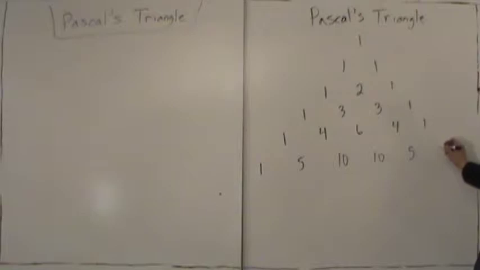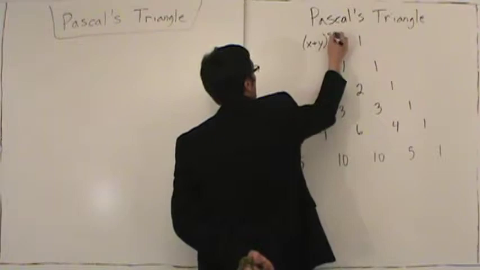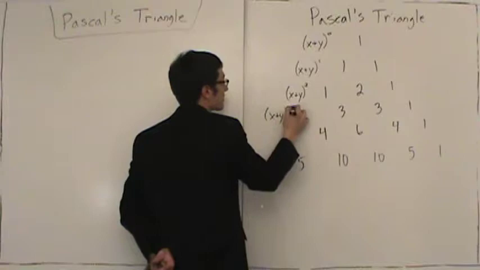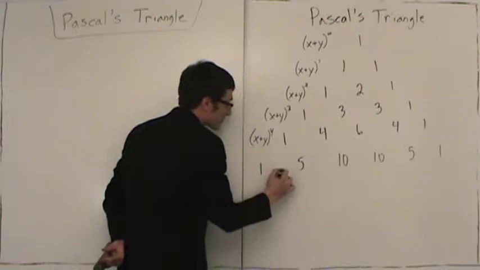plus y to the 0 power. This is x plus y to the 1st power. This is quantity x plus y, I should say quantity x plus y squared. This is quantity x plus y to the 3rd power. This is quantity x plus y to the 4th power. And this row is quantity x plus y to the 5th power.